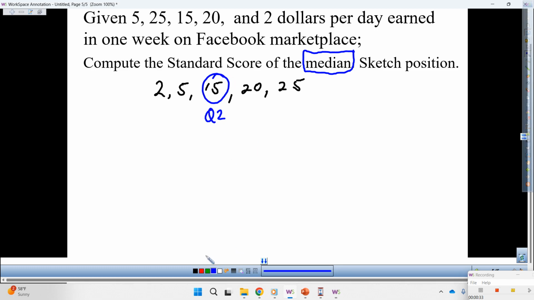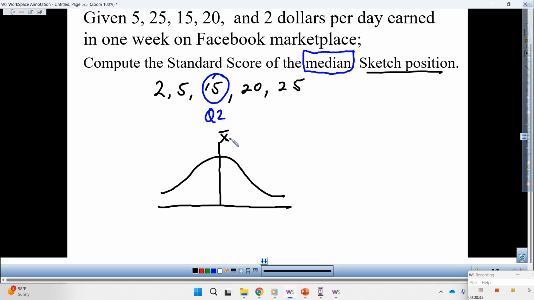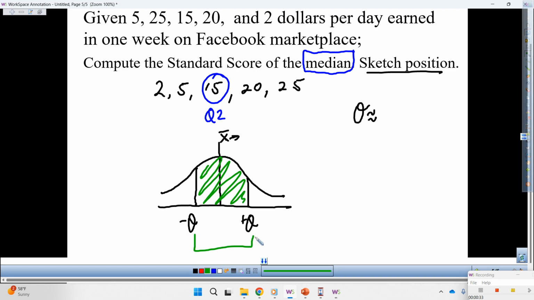All right, so they want us to sketch the position, which means we need a bell curve. And what does that imply? It implies that we need a mean, X bar. We also need a standard deviation so that we can be at 1 above and 1 below the mean, so that we are covering the what? The norm. Okay. So far so good, yes?